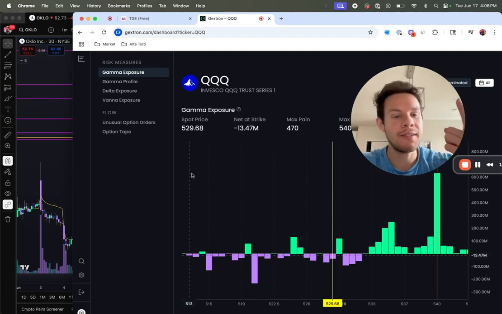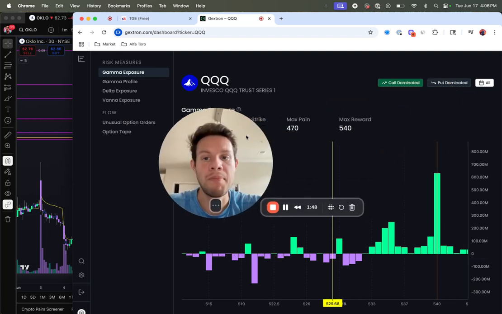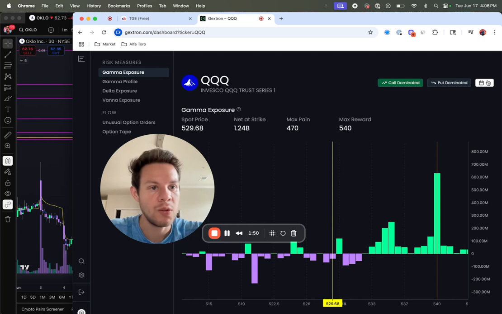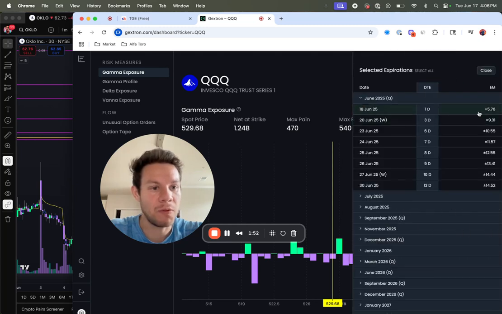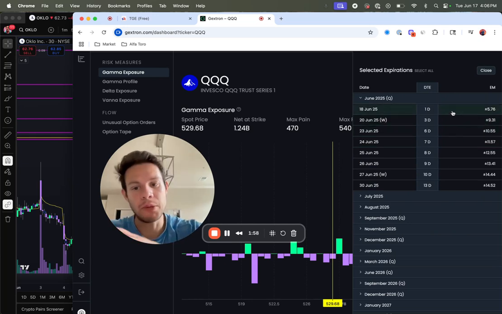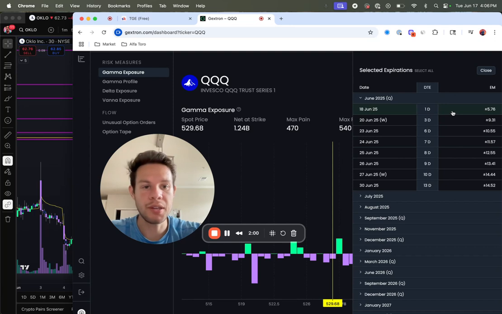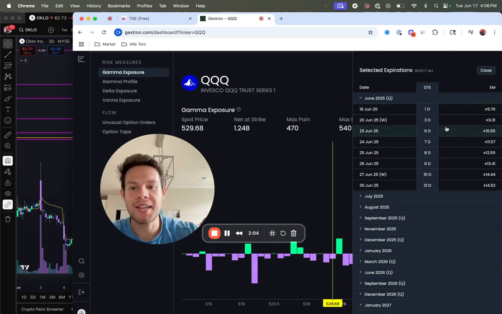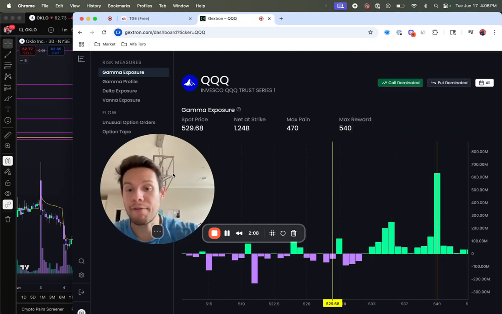You could use the key levels as your price target, or we do something better that Gextron actually shows us, which is called our expected move. So when we open up this little list, you'll see all the expirations available for QQQ, and Gextron tells you how much this can move based on implied volatility. So that's really, really cool, right? Because everything is forward looking.